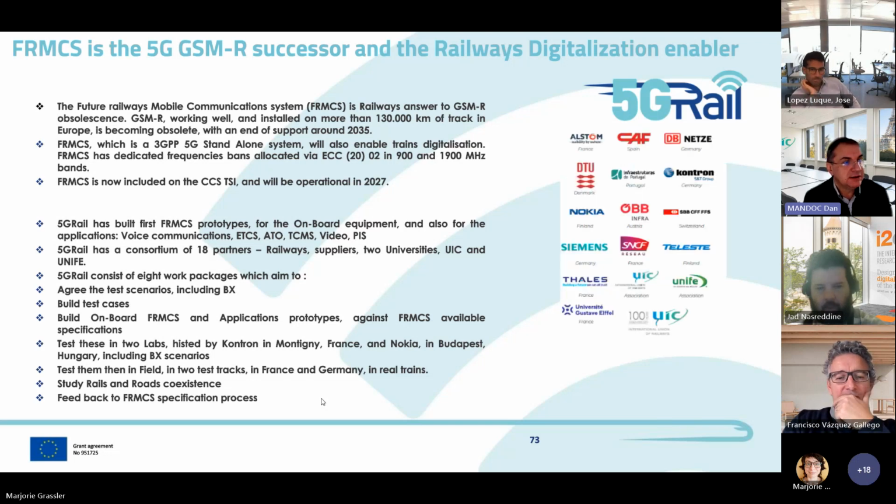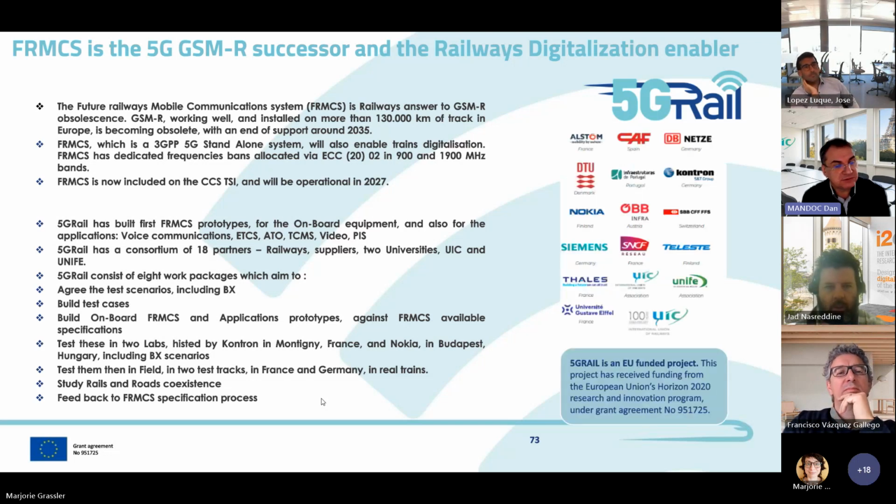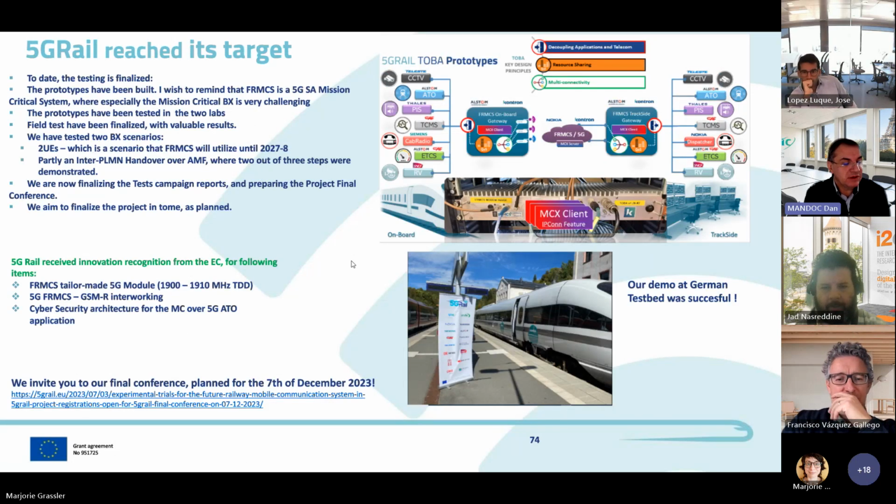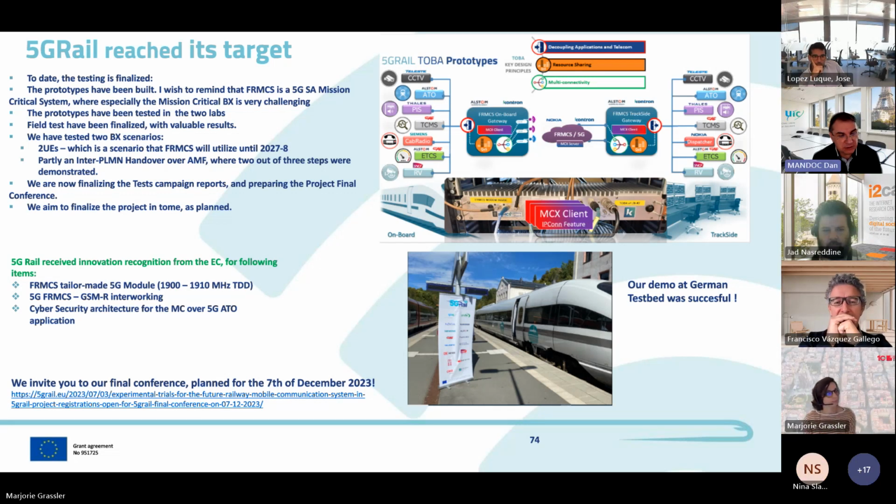We have a consortium of 18 participants with railway suppliers, 2 universities, and 2 major associations for railways. One is the one I work for, UIC, which represents the railways, and the other one being UNIFE, representing all the suppliers that are doing things for railways. We reached our main target, which is to deliver the prototypes. We have prototypes that have been built.